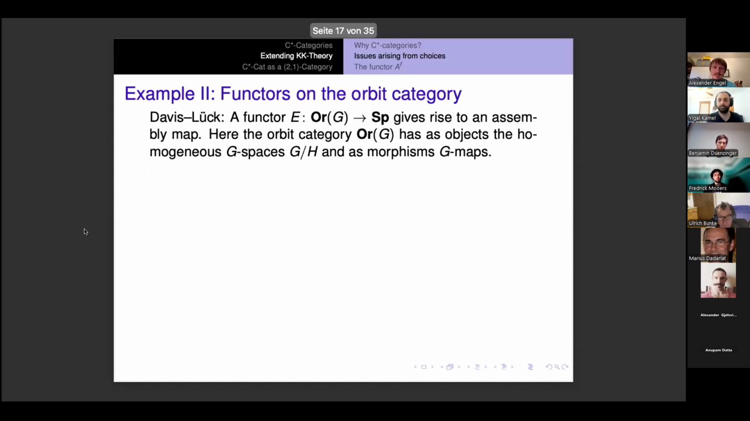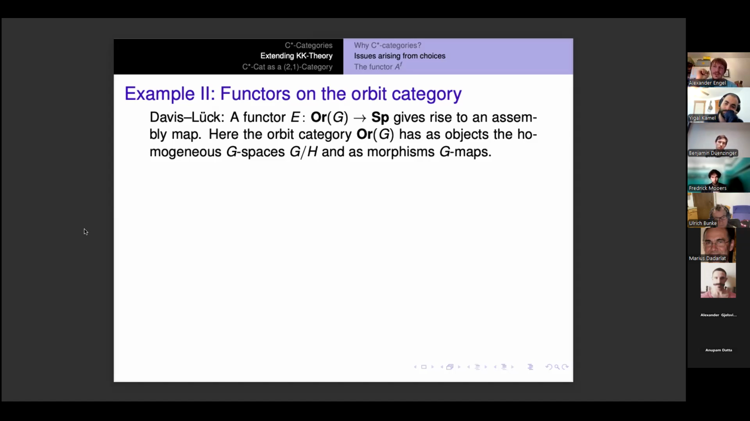The second example, that's probably something that you might have already seen here in this workshop. It's the general construction of assembly maps due to Davis and Lück. So what they have done is, given any functor from the orbit category of G to spectra gives rise to an assembly map. So basically it's an assembly map machine. You throw in such a functor and this machine then spits out an assembly map. And if you plug in correspondingly algebraic K-theory, L-theory, or topological K-theory, then you get the Farrell-Jones assembly maps or the Baum-Connes assembly map.